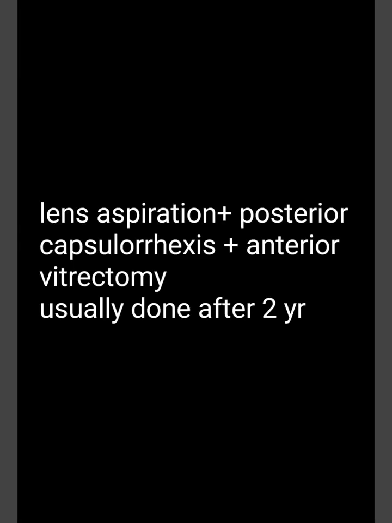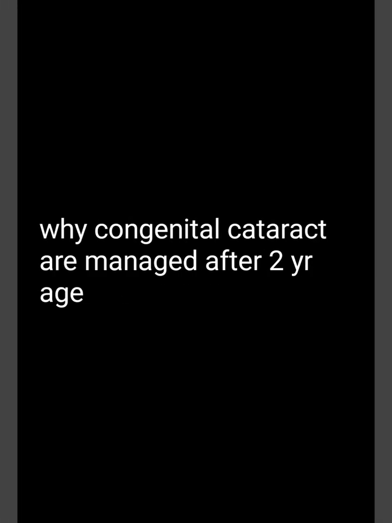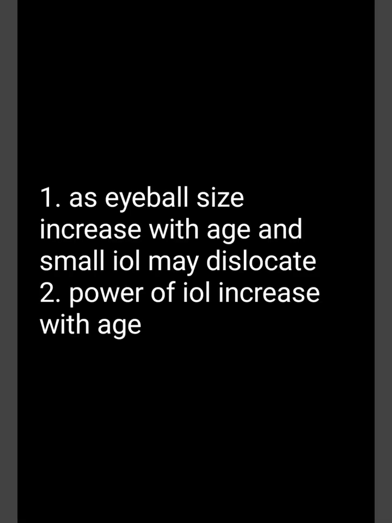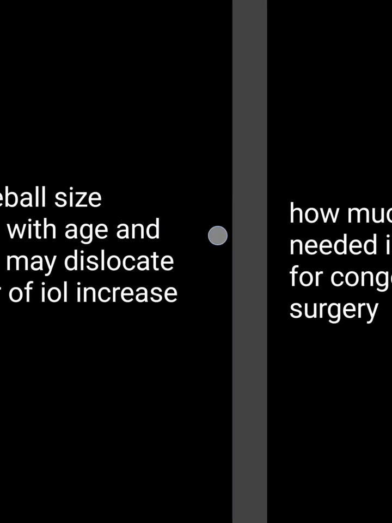Treatment of congenital cataract: lens aspiration plus posterior capsulorhexis plus anterior vitrectomy, usually done after 2 years. Why are congenital cataracts managed after 2 years of age? 1. As eyeball size increases with age, a small IOL may dislocate. 2. Power of IOL increases with age.